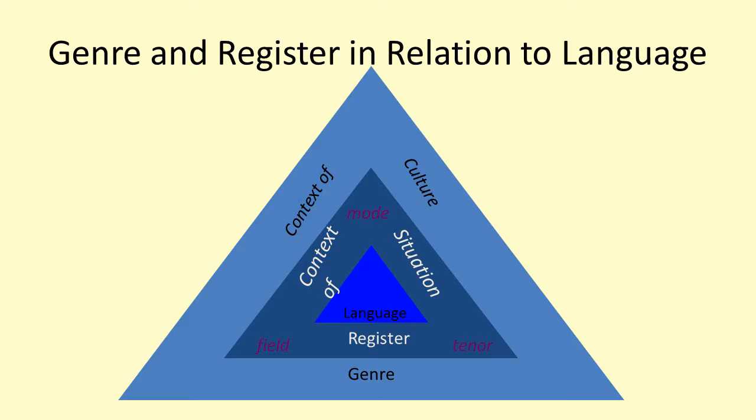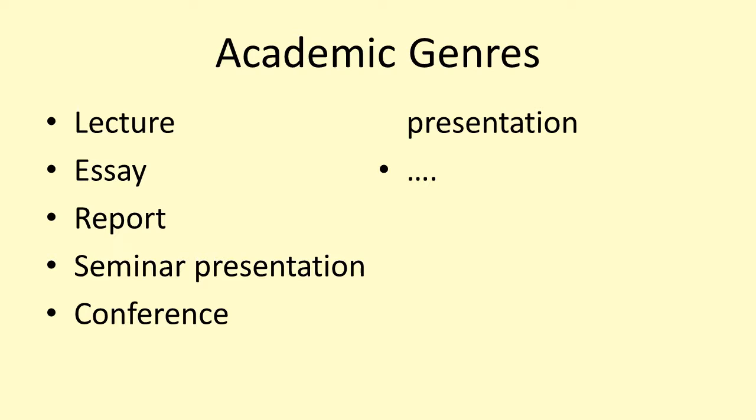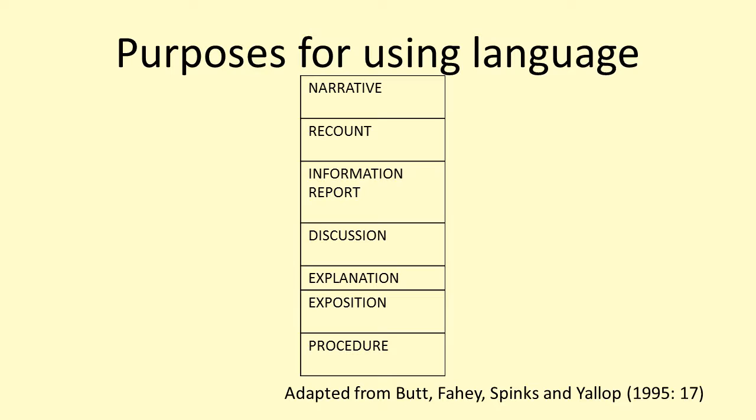Texts which share the same genre have the same purpose. They share the same obligatory and optional elements. Examples of academic genres include lectures, essays, reports, seminar presentations, conference presentations, etc. Texts which share the same genre have the same purpose.